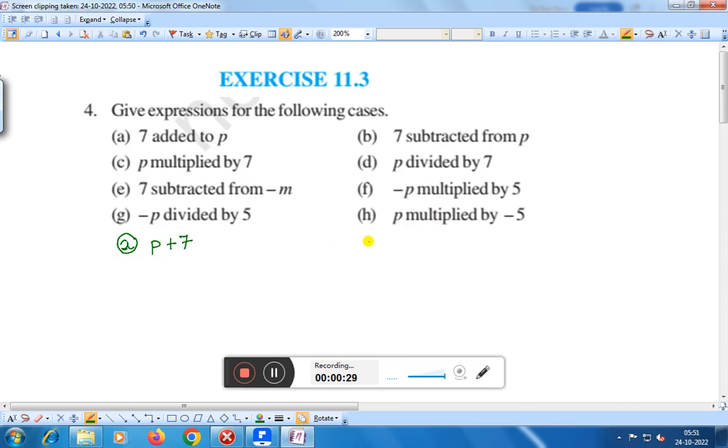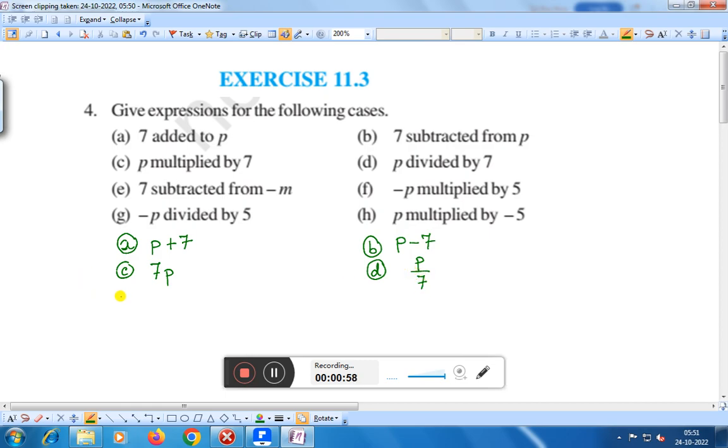Question number B is 7 subtracted from P. That is P minus 7, right? Now question number C is P multiplied by 7, right? That is 7P. And question number D is P divided by 7, that is P divided by 7.